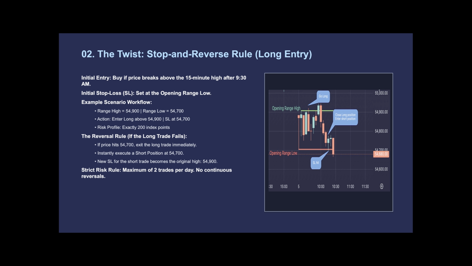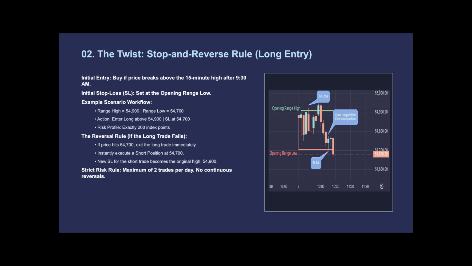After 9:30 am, we start watching the market. If Bank Nifty breaks above the high of the first 15-minute range, we enter a long position. The stop loss for this long trade is the low of the first 15-minute range. In the chart, the first 15-minute high is 54,900 and the first 15-minute low is 54,700. We enter long above 54,900 in the fourth candle. Our stop loss is 54,700. That means our risk is 200 points.